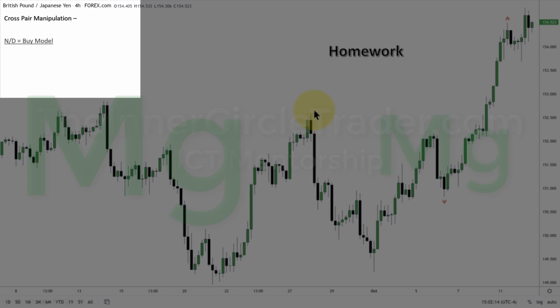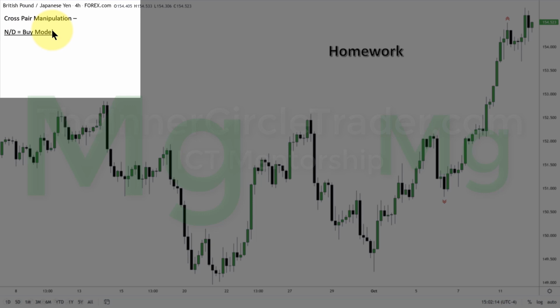And when we look at the pair name, like this British pound, that's kind of like the numerator, and Japanese yen is like the denominator. So for cross-pair manipulation, N is the numerator, the first name in the pair, and D is the denominator. I'm trying to make it real simple, folks. Numerator, first name of the pair; denominator, second name in the pair.